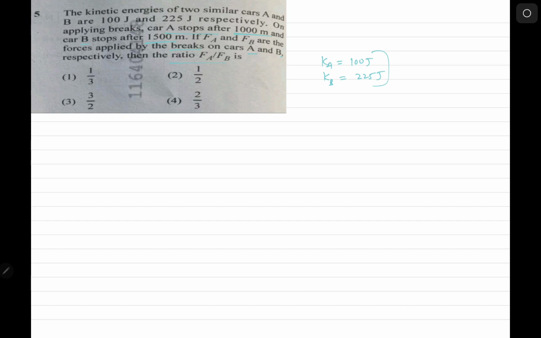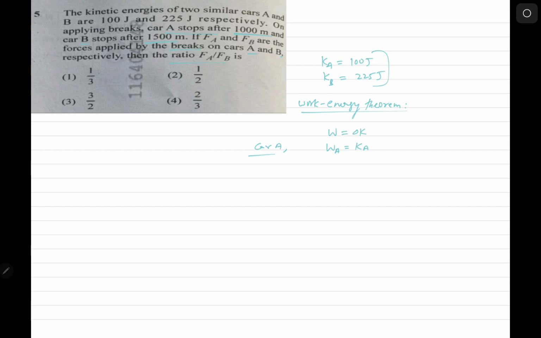And the car A stops after applying brakes. So we can see here the final velocity is going to be 0. So the final kinetic energy will become 0. So from the work energy theorem we can say the work done by the force is equal to change in kinetic energy. Okay, so if we apply for the car A, the work done by the force is equal to KA, final minus initial, and the force will be in opposite direction to the displacement.